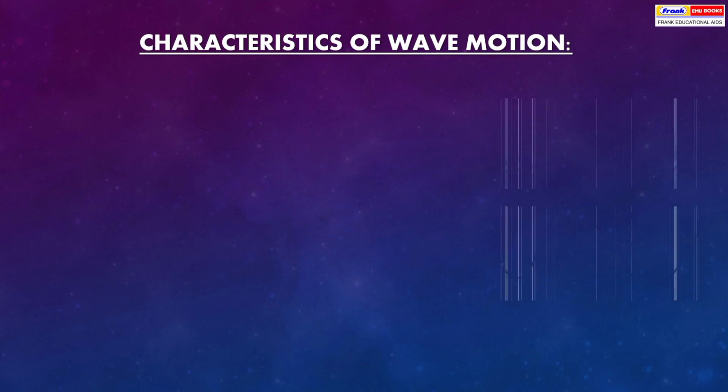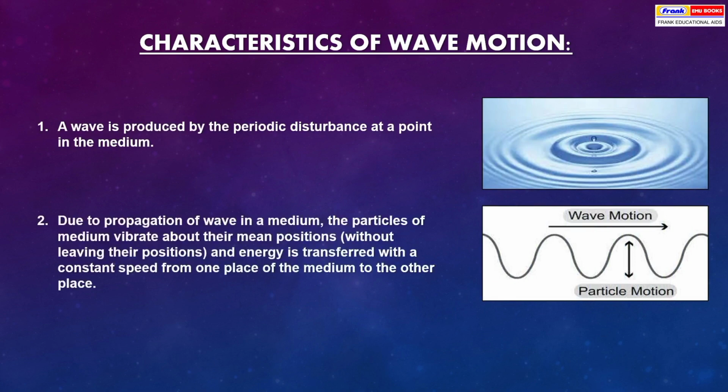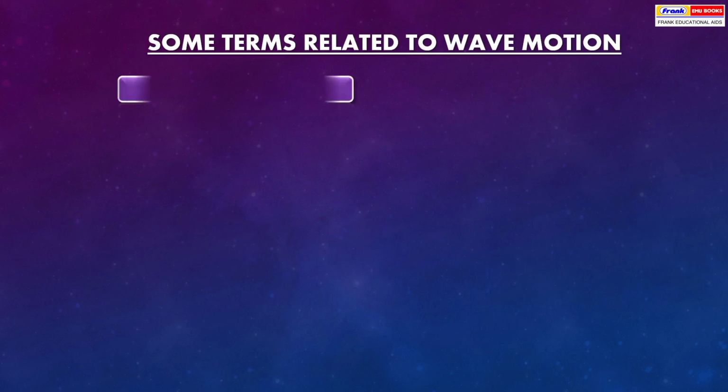Characteristics of wave motion. A wave is produced by the periodic disturbance at a point in the medium. Due to the propagation of a wave in a medium, the particles of the medium vibrate about their mean position and energy is transferred with a constant speed from one place of the medium to another place. Some terms related to wave motion.